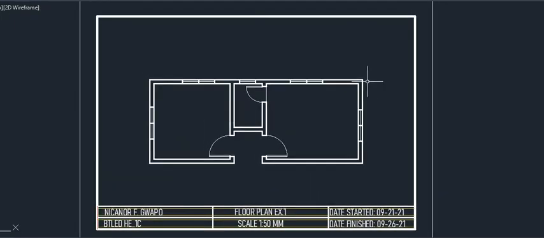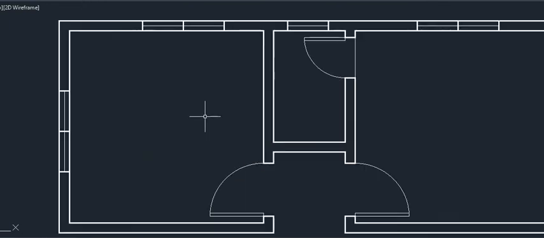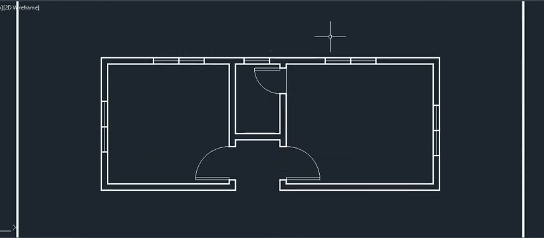So this will be the expected output. Do not include the dimensions anymore. For the next topic, next drawing, next activity, next exercise, we will include them, but not this time.